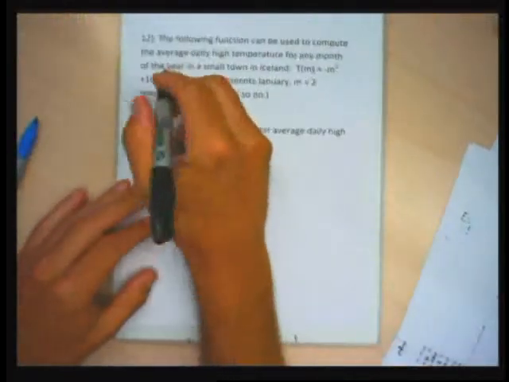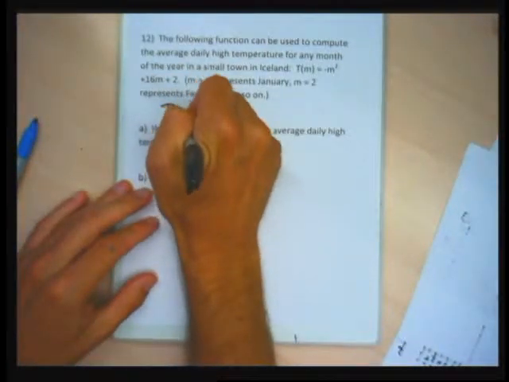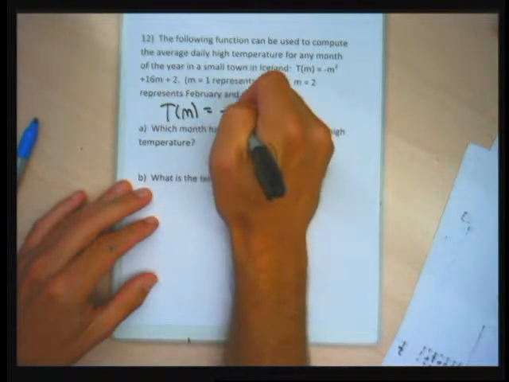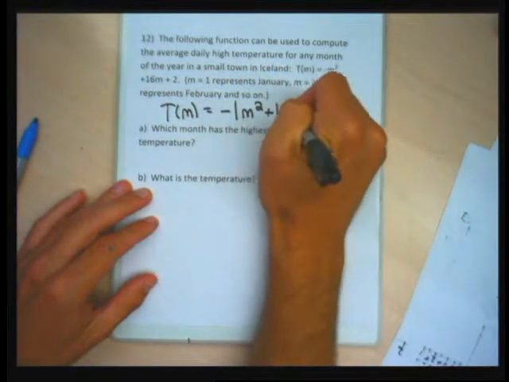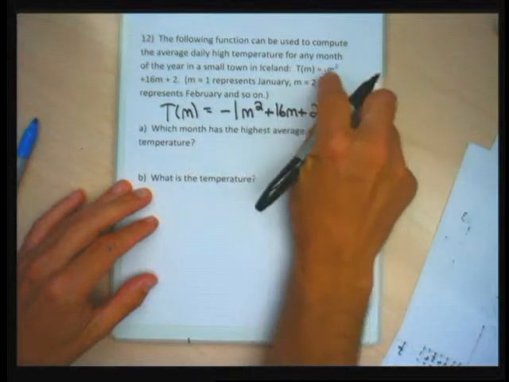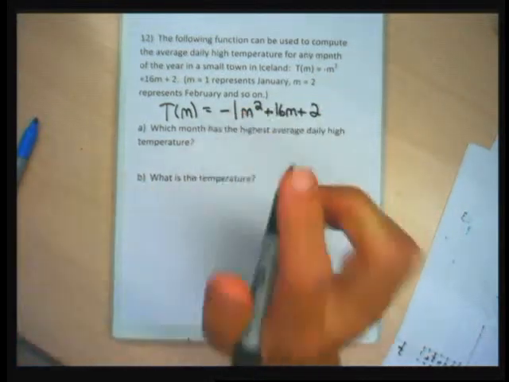Last problem. Again, a completely new scenario. It gives me another function, and I'll write this function out. So it says t of m equals negative 1m squared plus 16m plus 2. There's not a 1 in front of the m, but I can assume it.